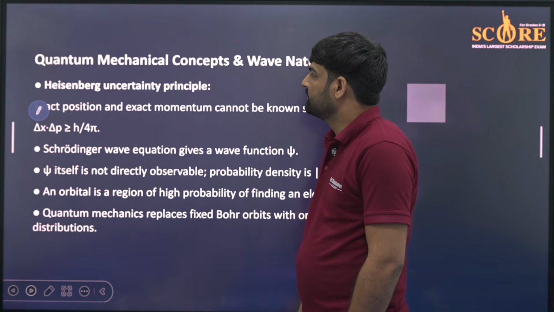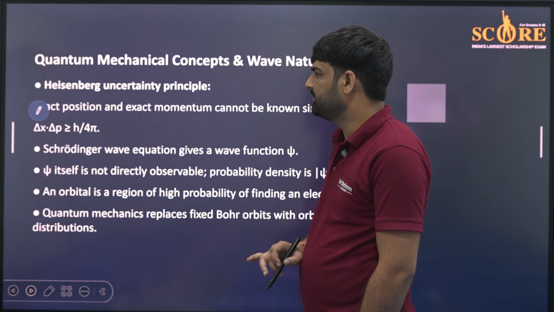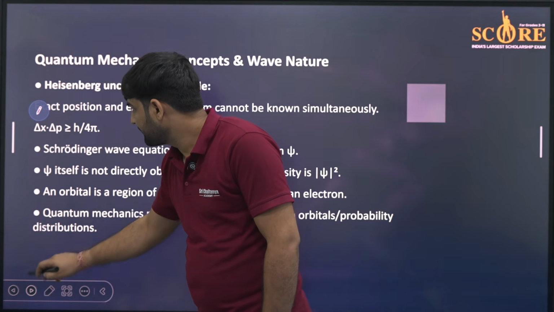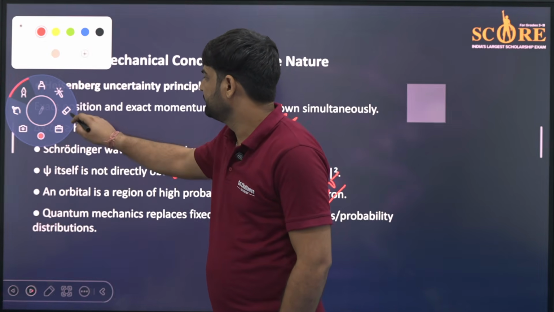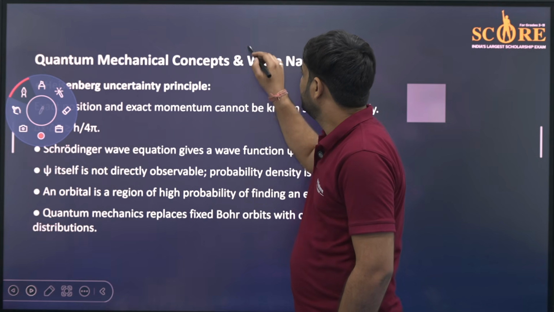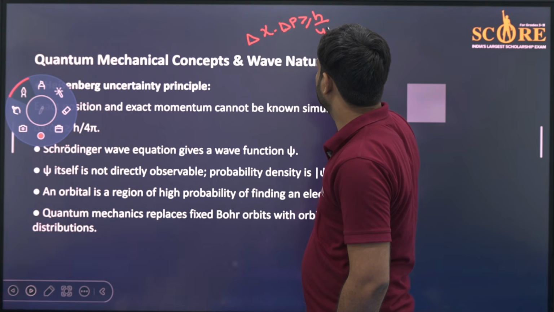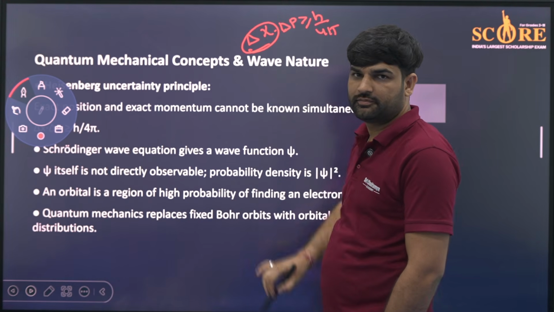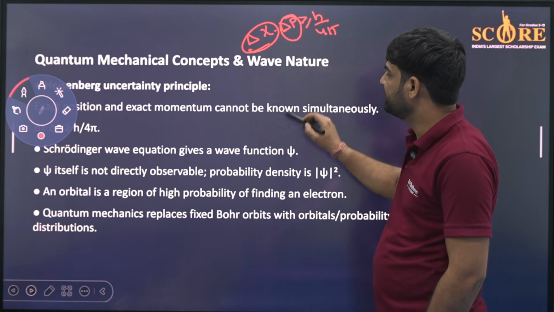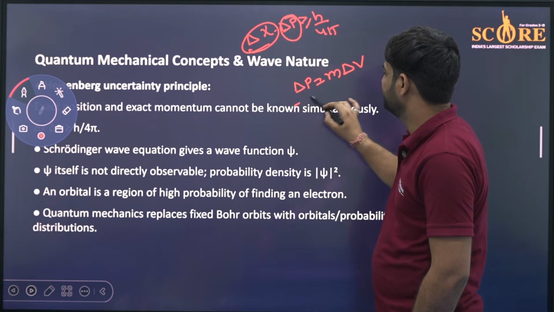Next, quantum mechanical concept, wave nature, Heisenberg's uncertainty principle. You know, delta x delta p is greater than or equal to h upon 4 pi. This is uncertainty in position. This is uncertainty in momentum. This is Planck constant. And delta p is m delta v.